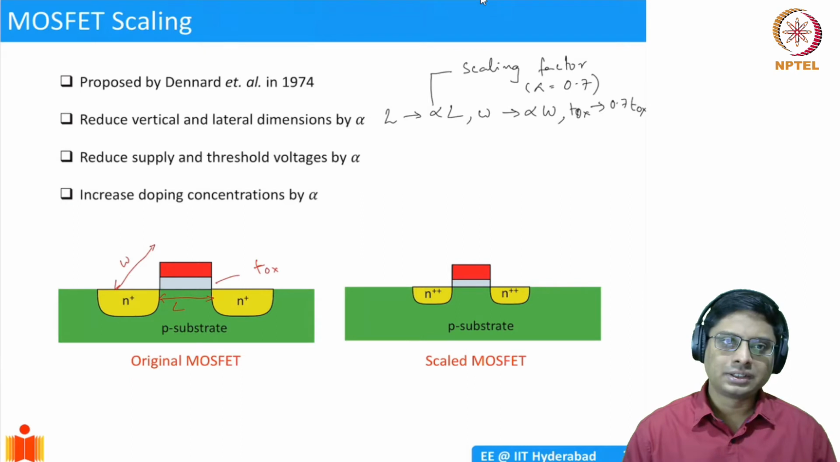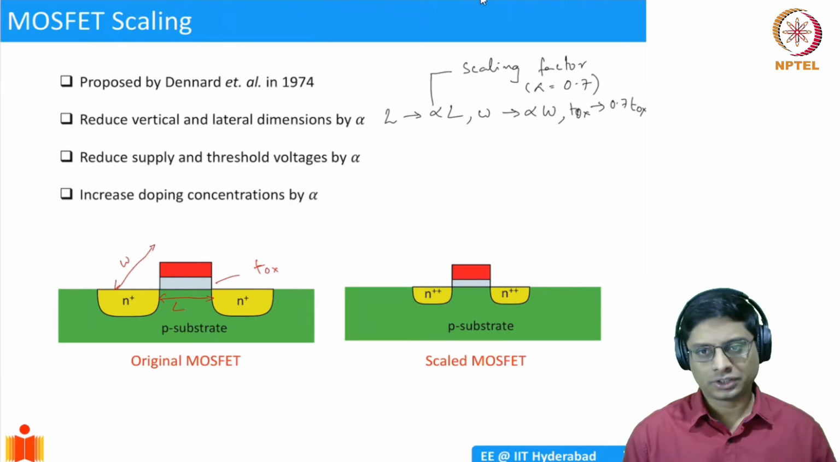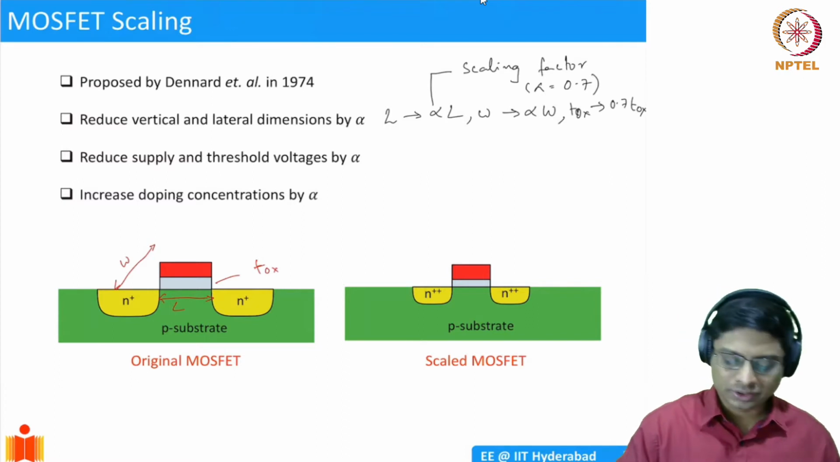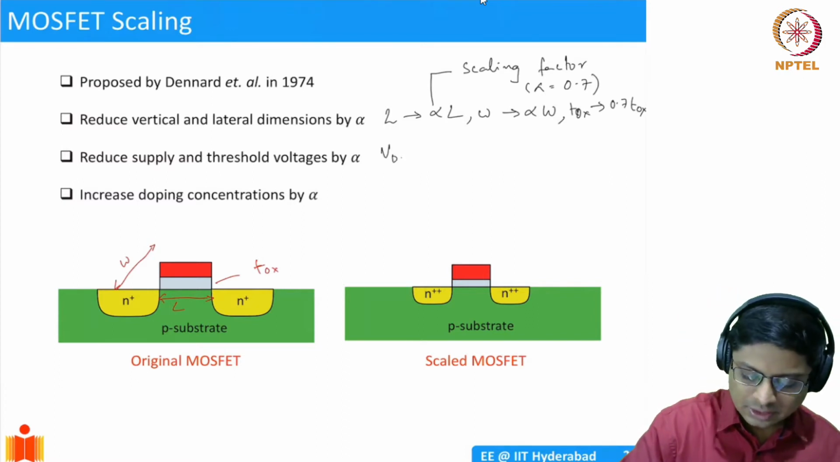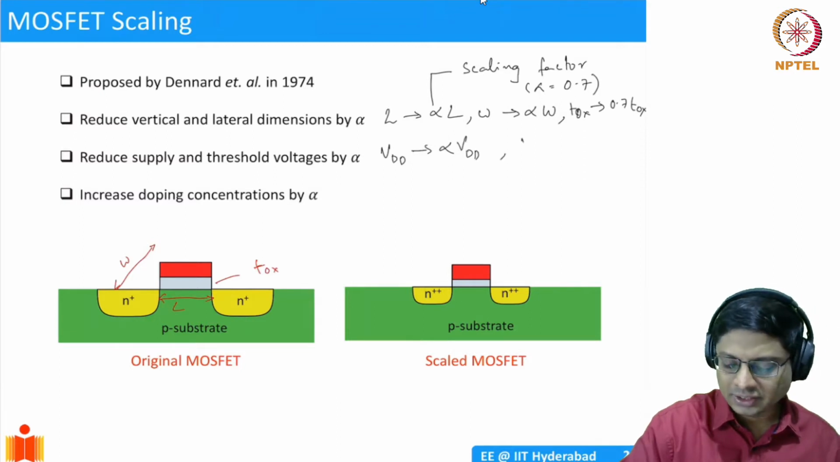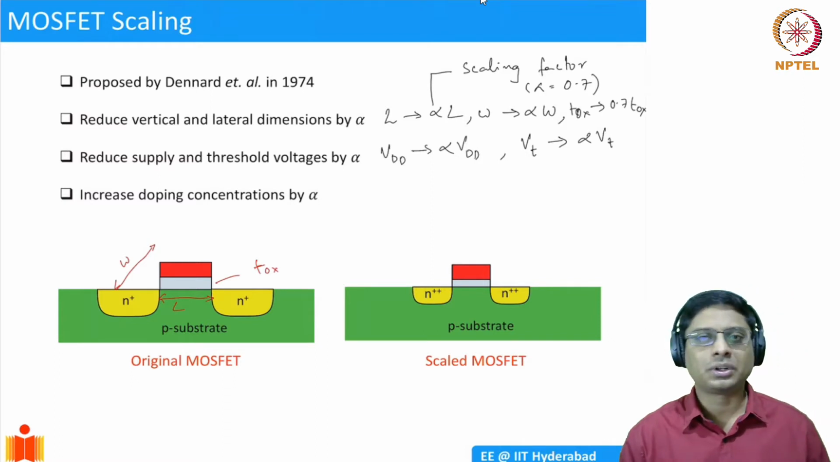Along with that, I will also scale my supply voltages, for example, the power supply VDD and the threshold voltage. So VDD, I'll scale it as alpha times VDD, and VT, I'll scale it as alpha times VT. So I'll reduce my supply voltages and the threshold voltage.